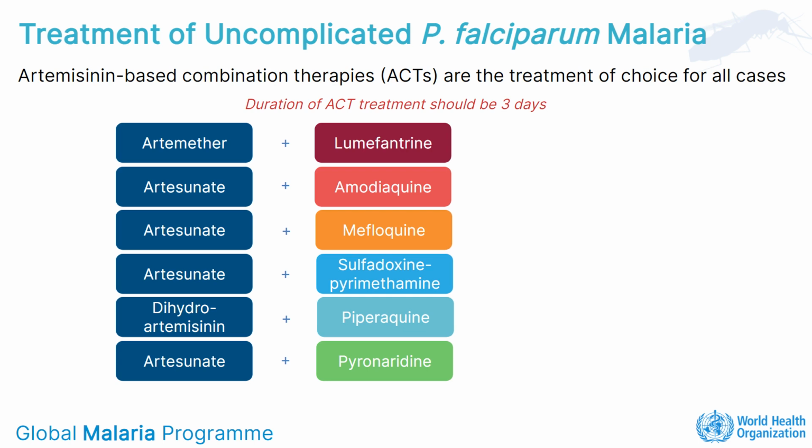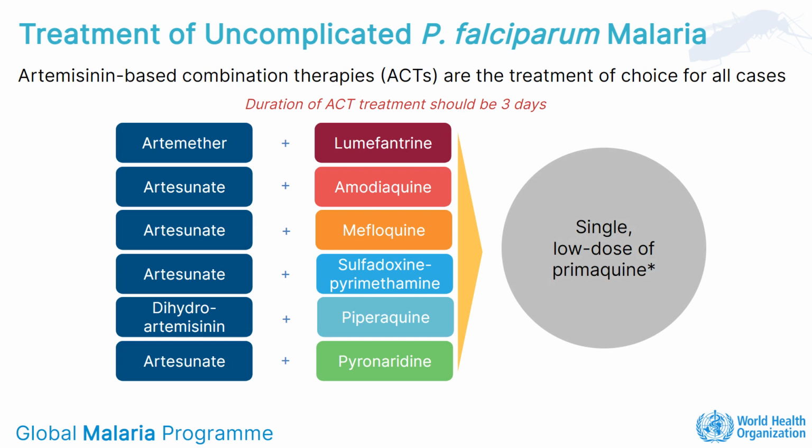In elimination settings, WHO also recommends that treatment for falciparum include a single low dose of primaquine on the first day of treatment to reduce the transmissibility of mature gametocytes. The primaquine reduces the probability of onward transmission. The dosage that is recommended, 0.25 milligram base per kilo body weight, does not cause hemolytic anemia among G6PD deficient persons, and therefore no G6PD testing is required before administration.